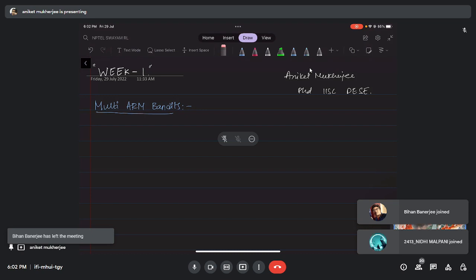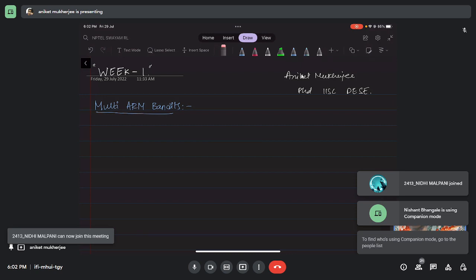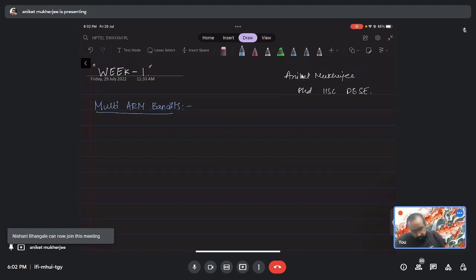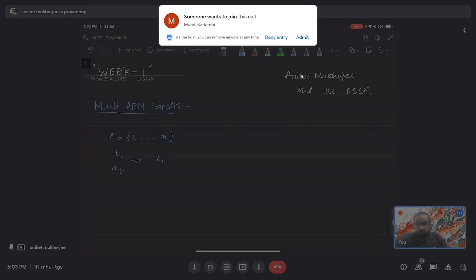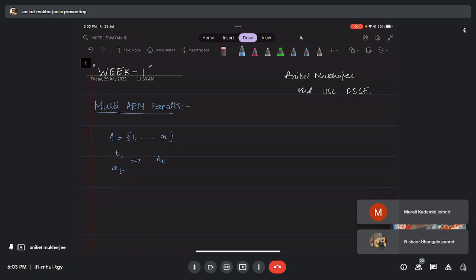Let me just do a short recap of multi-arm bandits. Essentially, in multi-arm bandits you have n arms or actions which you can pull at each and every time instant t. Once you pull an arm at each time instant t, you get a reward R_t. What you want to do is maximize the expected reward that you get asymptotically.